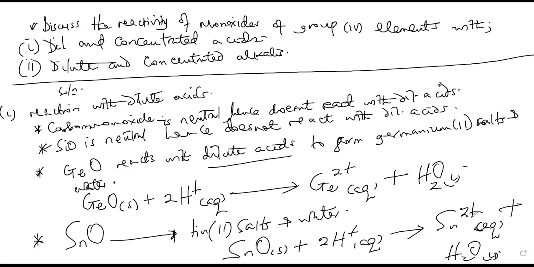Then we have the one of lead. You have to talk about all. Carbon monoxide does not react because it is neutral. Silicon monoxide does not react because it is neutral. Germanium reacts with the dilute acids to form germanium 2 salts. Tin also reacts to form tin 2 salts. Now from this, we continue to talk about the one of lead.